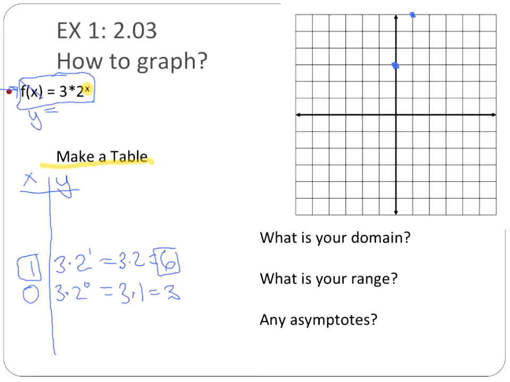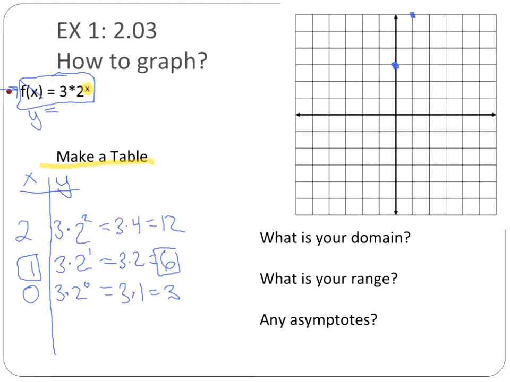I'm sort of getting an idea of what my graph's going to look like, but I need a couple more points to really get a good feel for what that graph is going to look like. So I tried 1, I tried 0, let's try 2. So I'm going to do 3 times 2 squared. We'll do our exponent first, so 2 squared is 4, and 3 times 4 gives me 12. So 2 comma 12 is going to be another point.